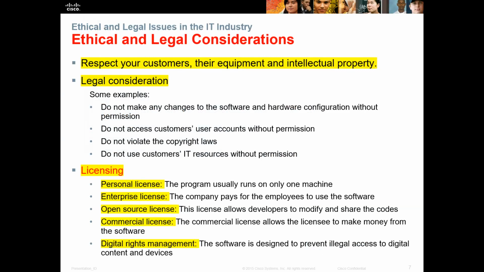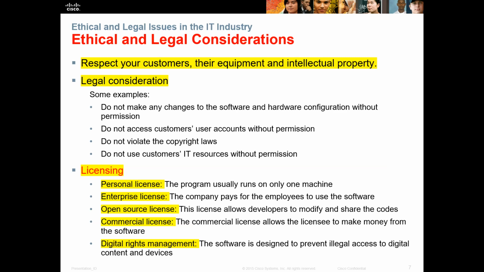Ethical and legal considerations: try to respect your customers, their equipment, and their intellectual property. Whenever the customer buys any equipment, you have to know how to handle the property and the equipment. We have some legal considerations. For example, do not make any changes to the software and hardware configurations without permission. There are some points.